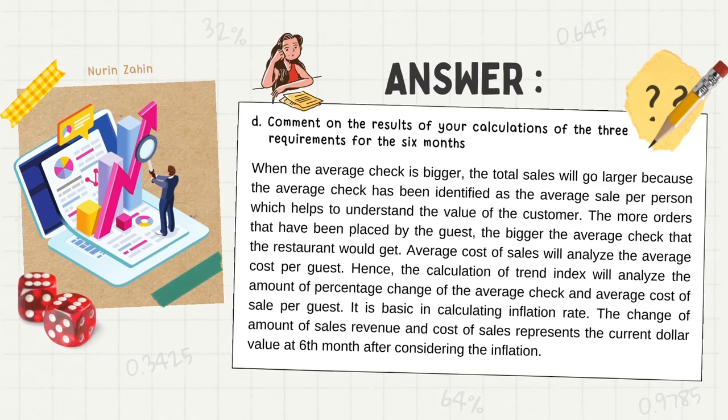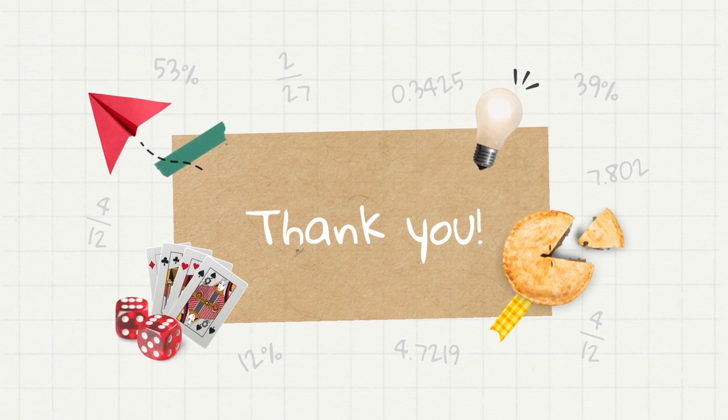Average cost of sales will analyze the average cost per guest. Hence, the calculation of trend index will analyze the amount of percentage change of the average check and average cost of sale per guest. It is basic in calculating inflation rate. The change of amount of sales revenue and cost of sales represents the current dollar value at 6 months after considering the inflation. Thank you for watching.